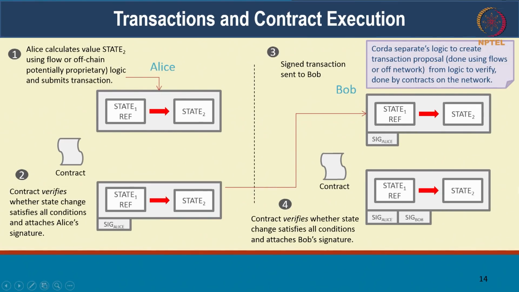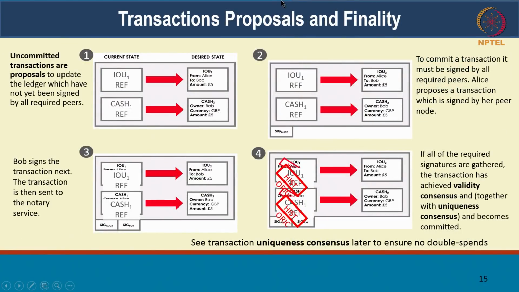Now once this fully goes through, the transaction is recorded by both Alice and Bob, and now this is final. Now coming to the notion of finality. First, there are proposals that are made. So there is a current state and a desired state. Alice creates this desired state and submits it to the contract. But to commit the transaction, it must be signed by all the required peers. So Alice proposes, and it's signed by her peer node. So there is a signature of Alice that's added to this desired state, and then it's sent to Bob. Bob can then figure out whether Bob wants to sign it, and then add Bob's signature.